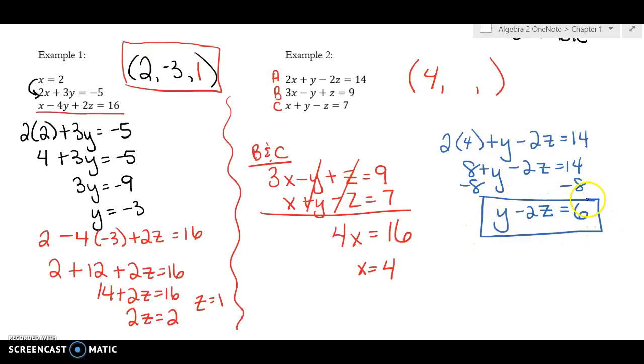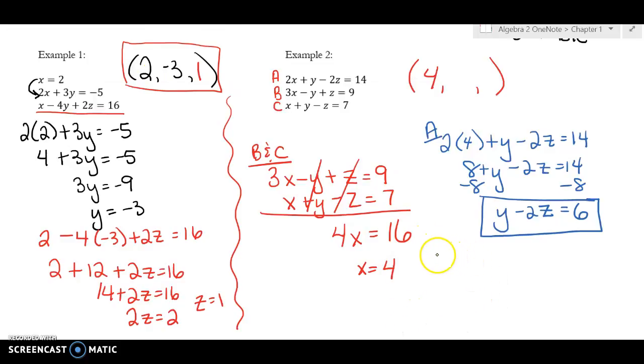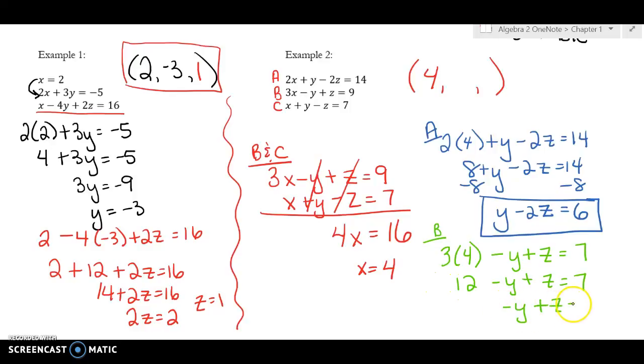I need to make another equation look like this with a y and a z. Let me write what this was. This was A. I need to do this again with another one. This time I'm going to choose B. So 3 times 4 minus y plus z is 7. So this is 12 minus y plus z is 7. If I minus 12 on both sides, this is negative y plus z equals 7. Oh, it's not a 7, hold on. By minus 12, it's actually negative 5, sorry about that. And so now I have these two.